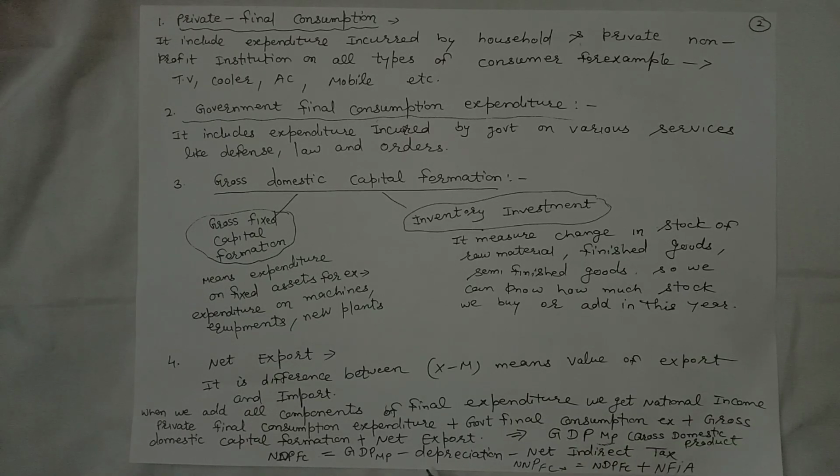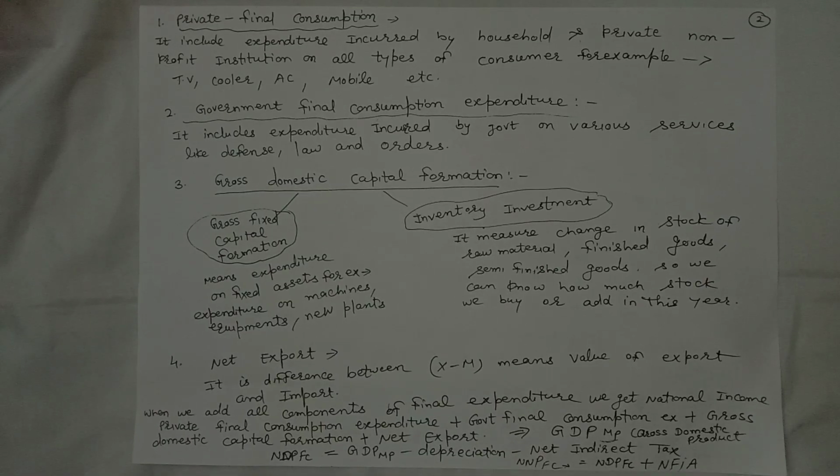From GDP MP, when we subtract depreciation and net indirect tax, we get NDPFC. What is NDPFC? It is net domestic product at factor cost. When we add net factor income from abroad to this NDPFC, what do we get? NNPFC, that is our national income. What do we call it? Net national product at factor cost is equal to national income.